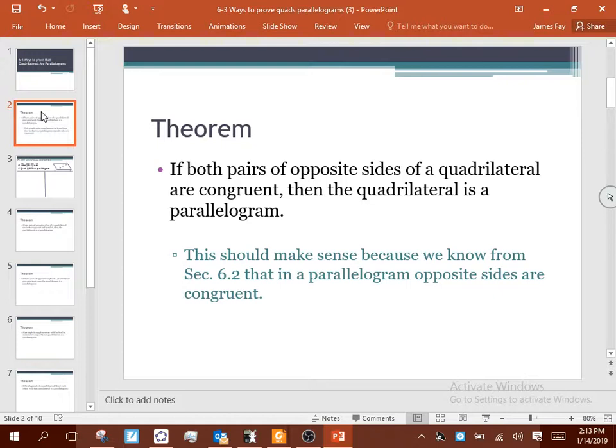So here, we're starting with a generic quadrilateral. We're able to learn that both pairs of opposite sides are congruent, and it allows us to reclassify it better, no longer as a generic quadrilateral, but as a parallelogram, a special kind of quadrilateral. And there you see at the bottom, I don't know if you need to write that, but it says this should make sense because we know from 6.2 that in a parallelogram, opposite sides are congruent.